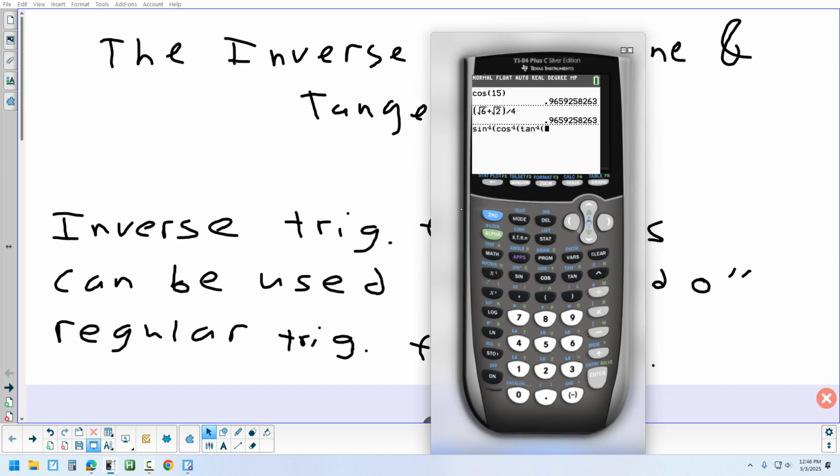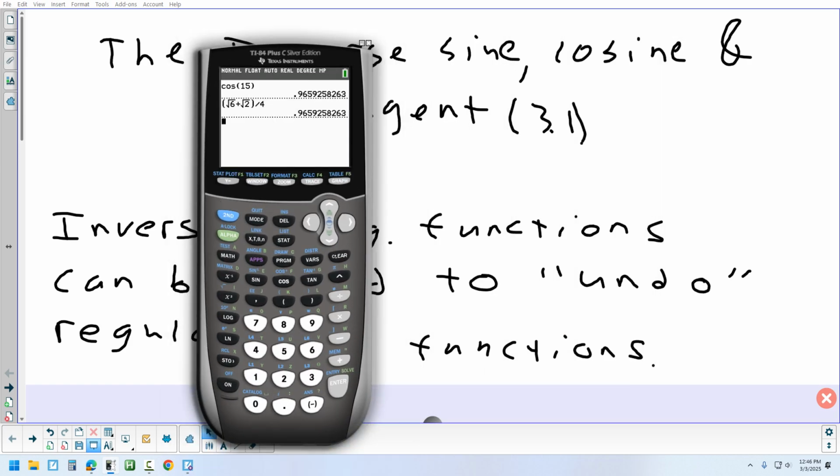If I took an angle, and let's say I took the sine of 15, and I get that number. If I take the inverse sine of that number, 0.25881, what do you think I'll get back when I hit enter? So inverse sine does the opposite of what regular sine does.